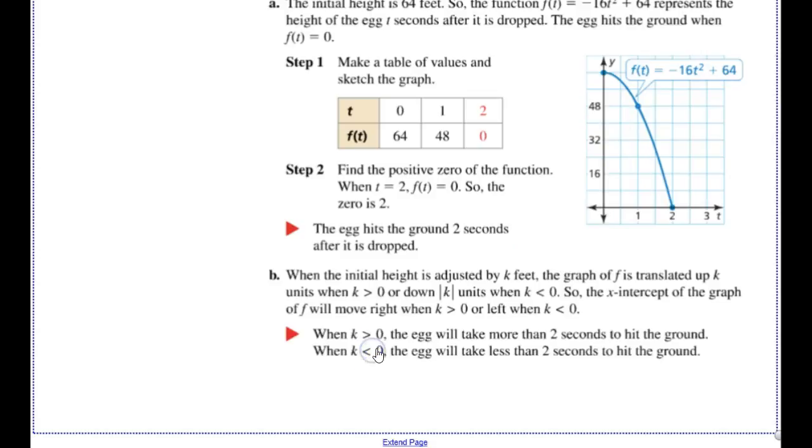so it will hit the ground faster. Okay, so when k is greater than 0, so k moves up, the egg will take more than 2 seconds, and if k is less than 0, so if I go down, the egg will take less than 2 seconds. So we can think about this mathematically, and we can think about it logically as well.